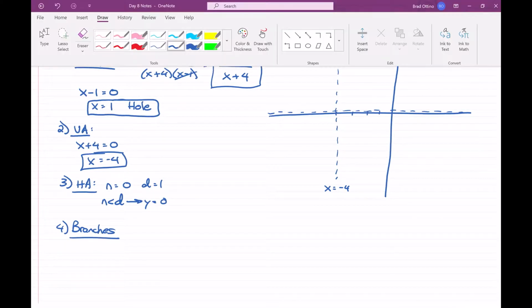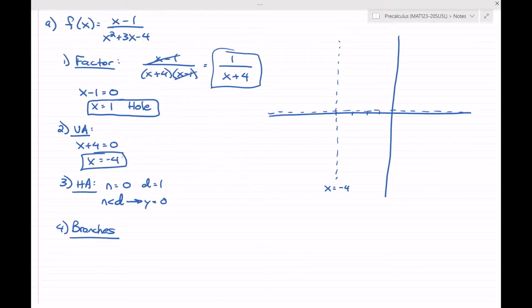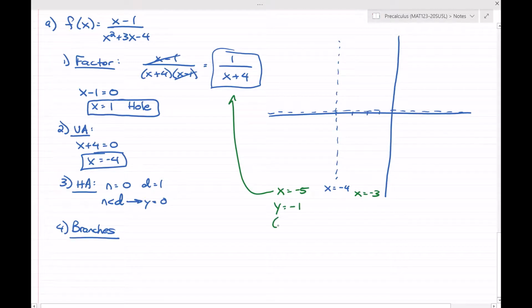And now let's find the branches. I use green for that, and if it simplifies, you always want to use the simplified equation. So to the left, we could use negative 5. To the right, we could use negative 3. We'll plug those in. 1 over negative 1 would say that there's a point on the graph on negative 5, negative 1, which is right here. Approach the asymptotes. That's your branch.